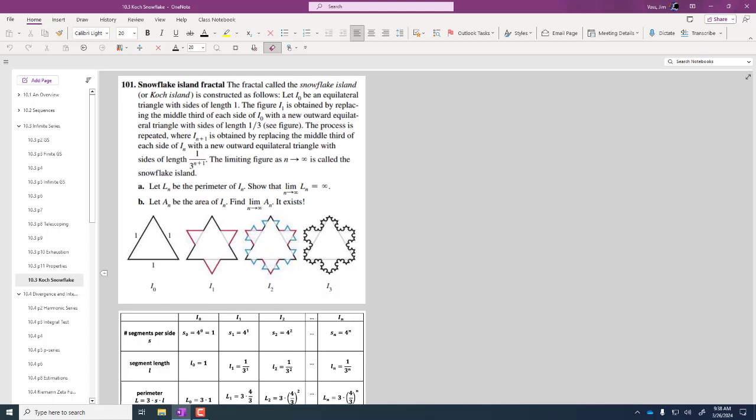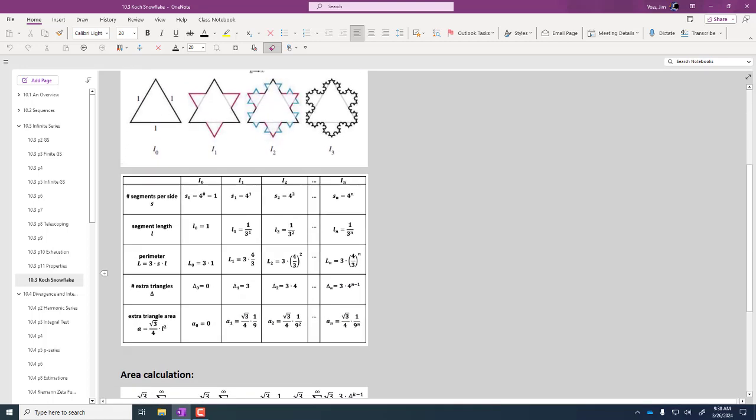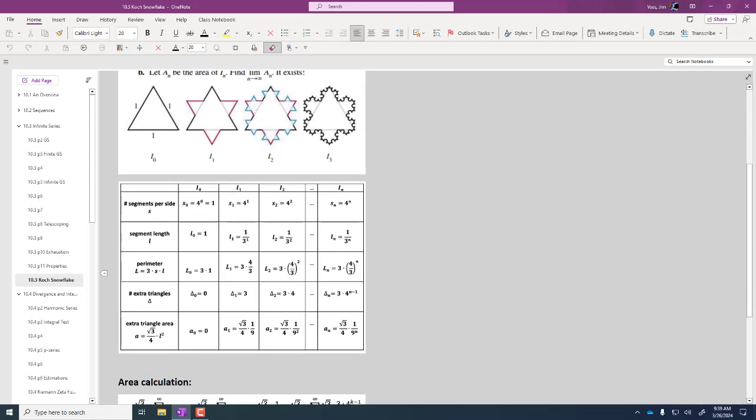So the perimeter around this is going to be infinite, but you can just look at it and realize that the area has to be finite. You can draw a circle around it. If you can draw a circle around it, the area's got to be finite. And so I put together, I hope, an intuitive approach to finding both the area and the perimeter by breaking things into the number of segments per side.